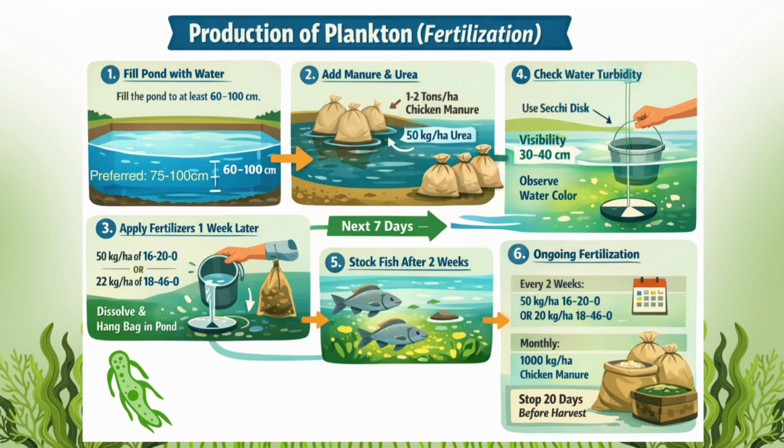Then fish stocking shall be done 2 weeks or so after filling of water, during which time plankton growth is at the 30 to 40 centimeter level. Lastly, apply 50 kilograms per hectare of phosphate or 20 kilograms per hectare of diammonium phosphate every 2 weeks plus 1,000 kilograms per hectare chicken manure every month thereafter, to maintain the abundance of plankton. Stop fertilization 20 days before harvest.